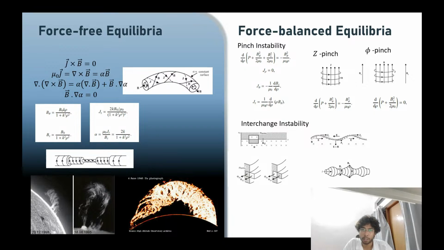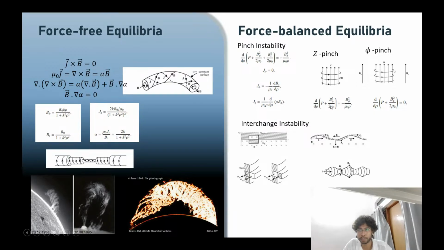Okay. Now we are going to study pinch instability from just these two equations. So what does pinch instability mean? So let's say this is the general equation, right? Now we're going to study Z pinch and phi pinch. In the case of Z pinch, the Z direction of the magnetic field will be zero. Okay, so this term will become zero, and this whole equation will reduce down to this equation, right?